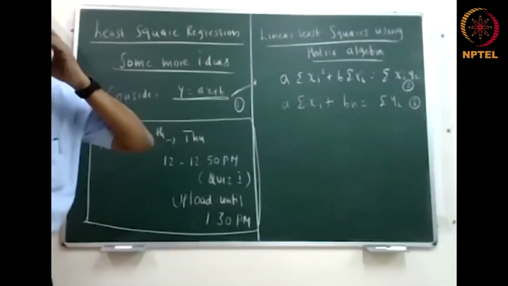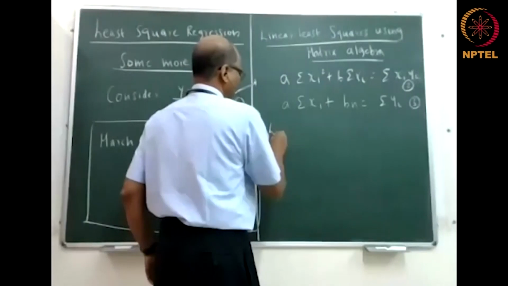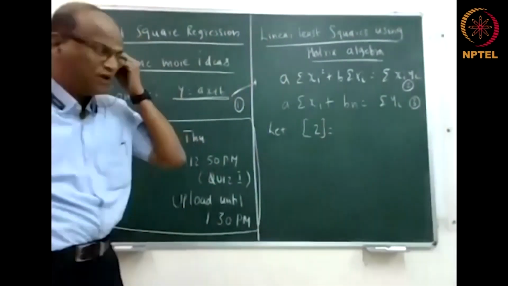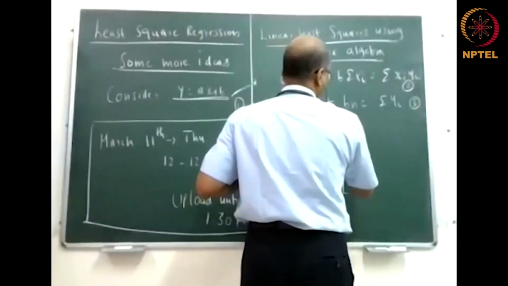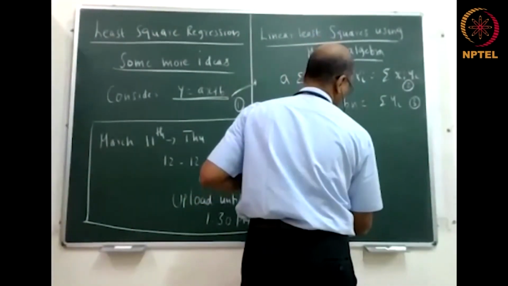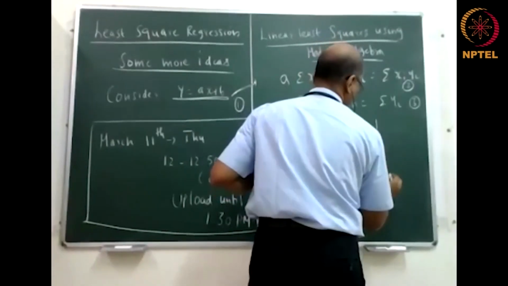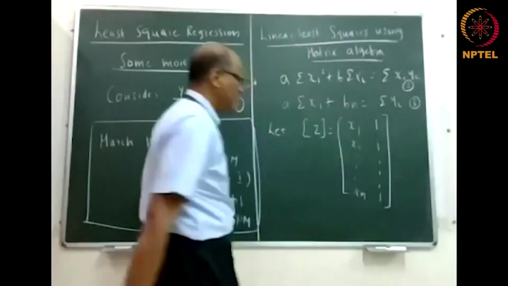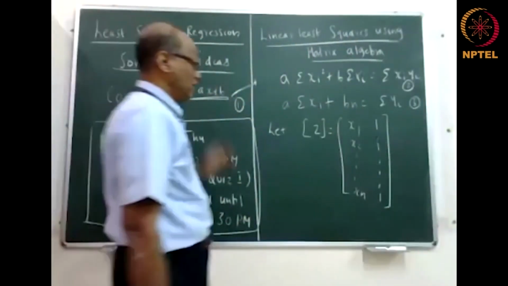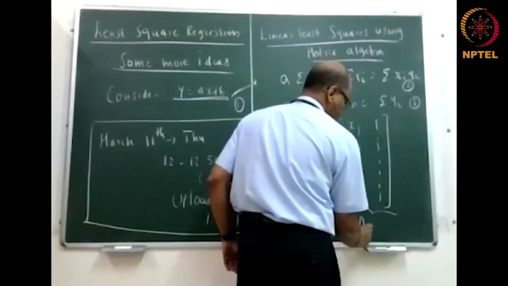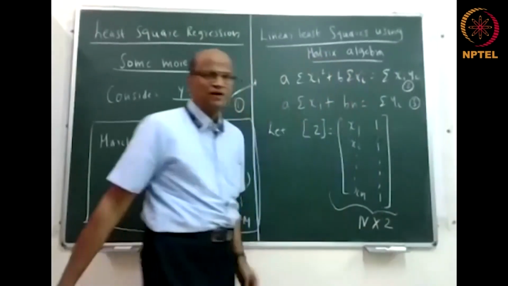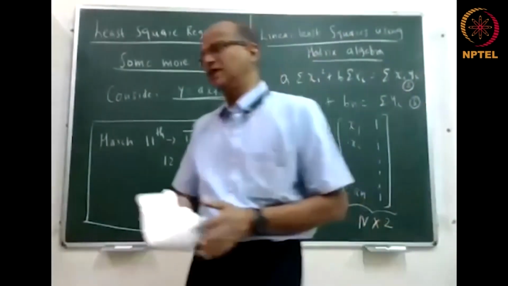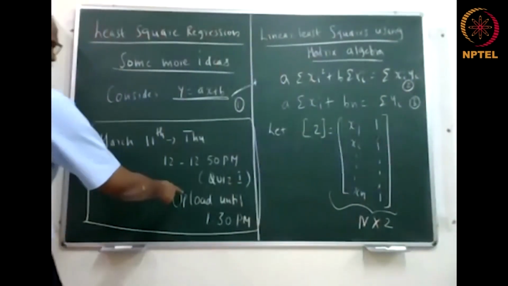So let z be a matrix. It's an n by 2 matrix. Please note that we are doing linear regression y equal to ax plus b. I'll erase this.